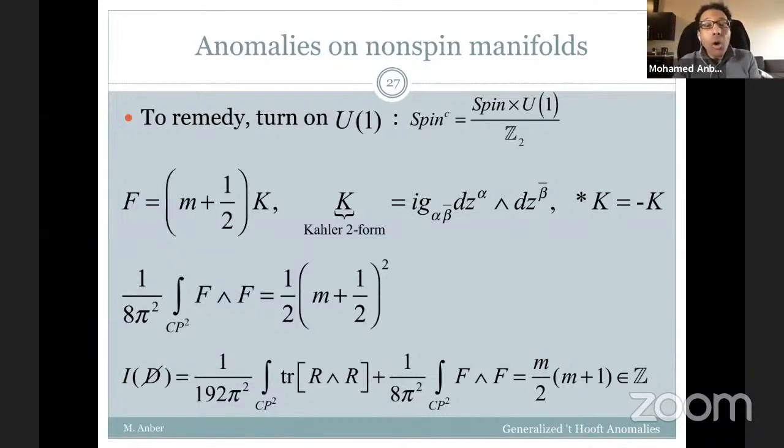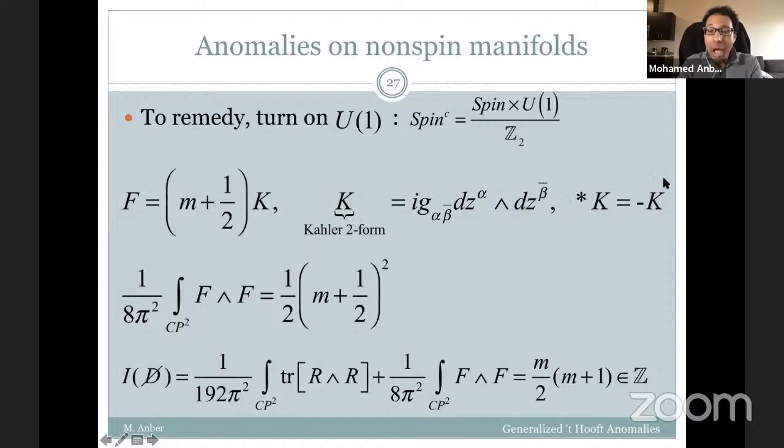The way out is to turn on a U1 flux. So in this case, we define what we call the spin C structure, which is the spin group times U1, and then we mod by Z2 because Z2 is common to U1 and to the spin group. So how are we going to use the U1 in order to be able to put our fermion on the manifold? I'm going to turn on a flux of U1. So F is the field strength of the U1. And this flux is going to be a half integer flux. So F is an integer plus 1/2 times K. And K is the Kähler 2-form, which is associated to the metric tensor on CP2 like that.